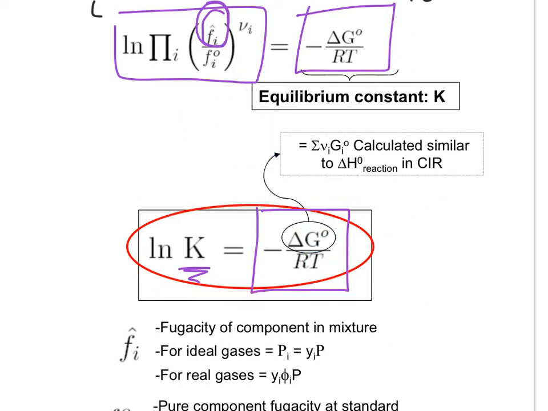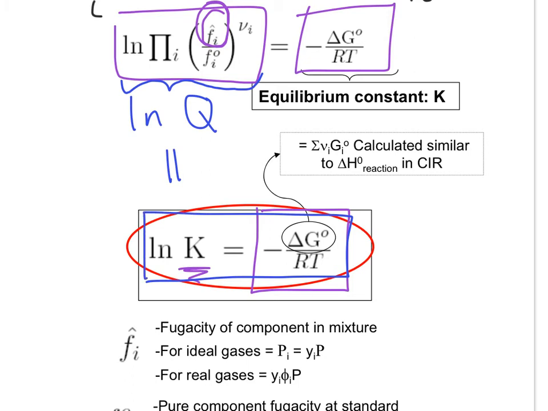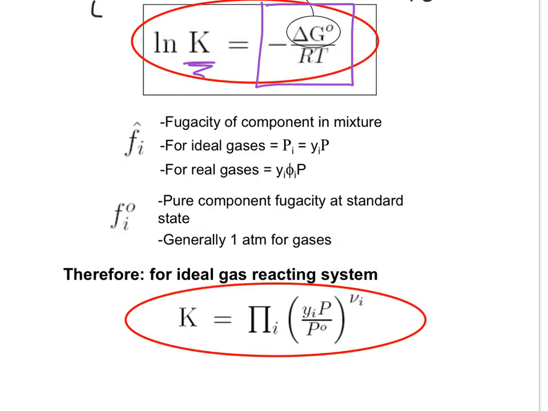At equilibrium, this parameter that is a function of the concentration in the mixture, let's call this ln Q, must be equal to this thermodynamically determined parameter, the equilibrium constant, or ln of the equilibrium constant, which is only a function of the stoichiometry of the reaction and the temperature where the reaction is taking place at equilibrium.